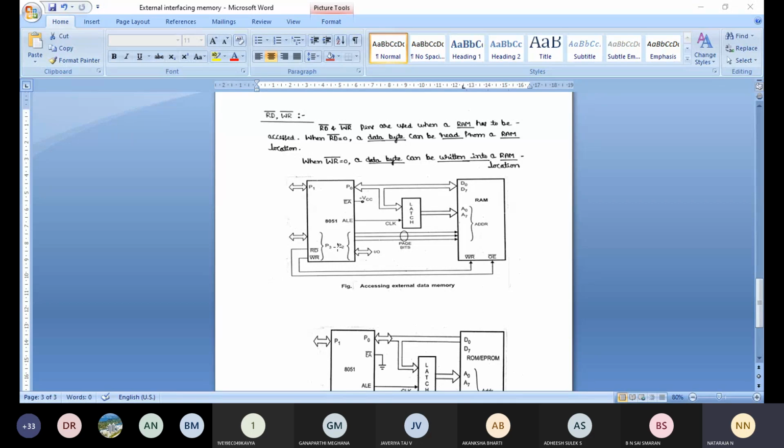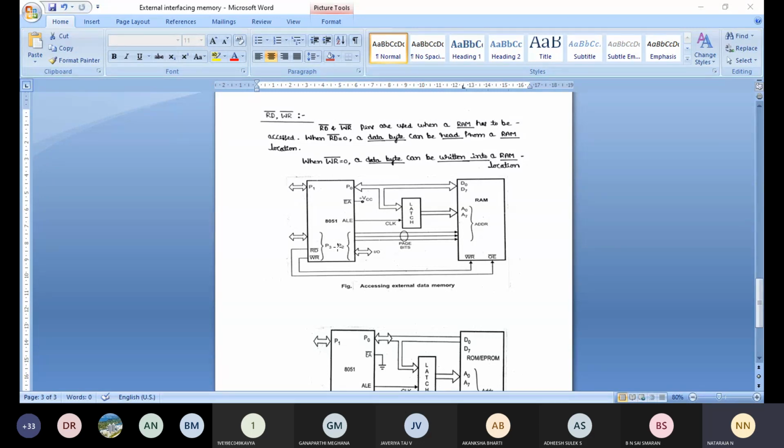When we are going to access the program code, EA bar must be connected to ground. When PSEN goes low, it enables the external ROM to place a byte of program code on the data bus. When program store enable is equal to 0, it accesses the ROM chip address. It enables the external ROM to get the byte of data from the program code. It will be external memory and program memory.